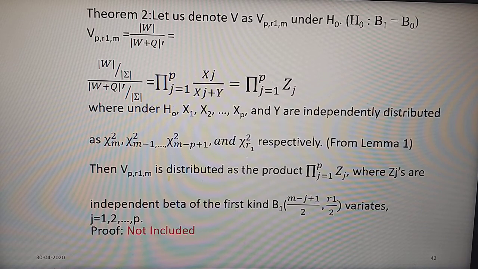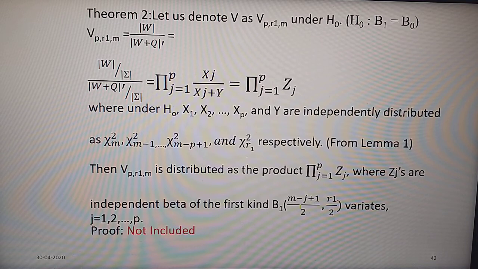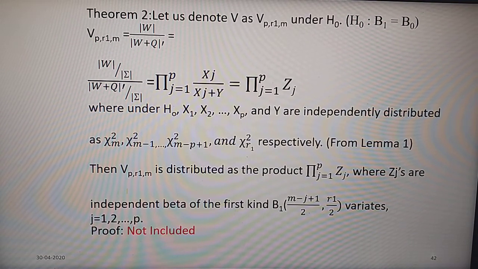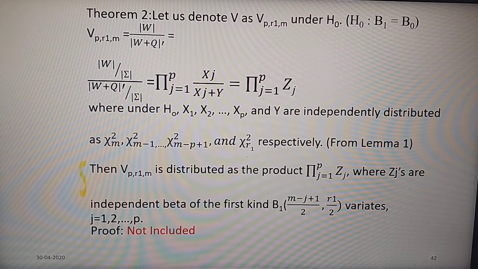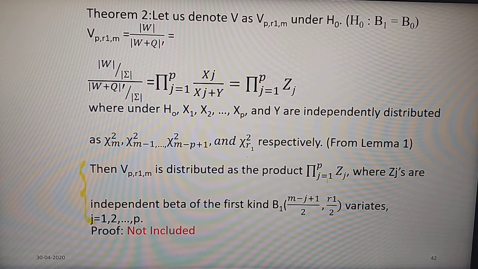Then Vp(r1, m) is distributed as the product of Jj's, where the Jj's are independent beta of the first kind variates, that is beta 1 with parameters (m minus j plus 1)/2 and r1/2. So this is the theorem. This is what we are supposed to prove actually. So this is a statement of the theorem: Vp(r1, m) is distributed as the product of these Jj's, where Jj's are beta 1 variates with these parameters.